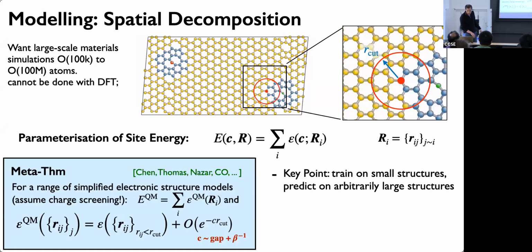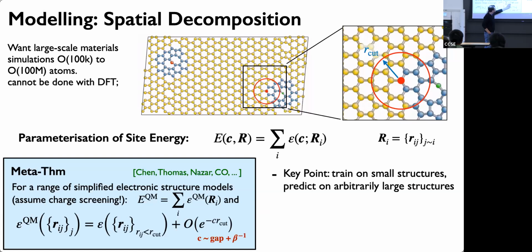Okay, so as I asked, is this actually justified? And that was one of the early questions on this topic of machine learned potentials that always interested me. And Jack Thomas and Faisal Nazar, two former PhD students, worked on that. And so what they did is they identified a range of electronic structure models for which we can actually prove this, saying that actually this electronic structure model, EQM, the total energy, has such a spatial decomposition.